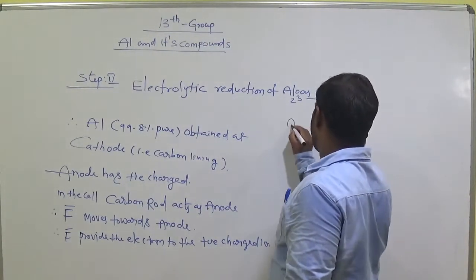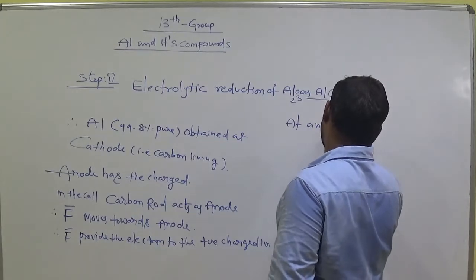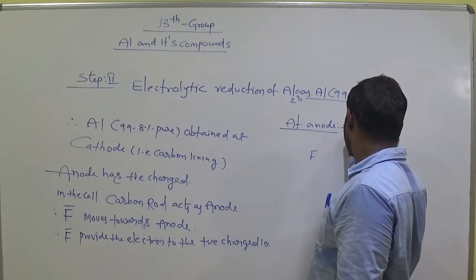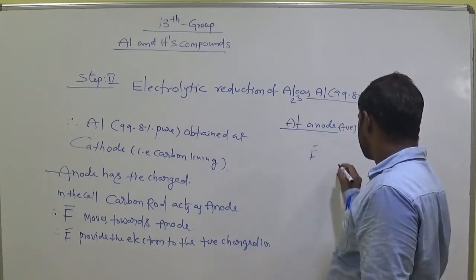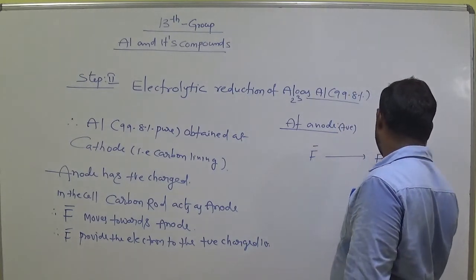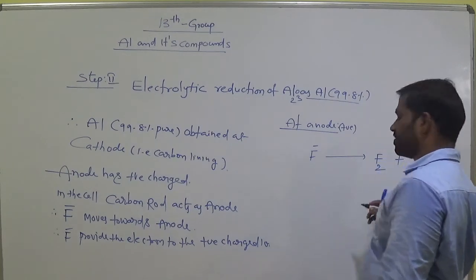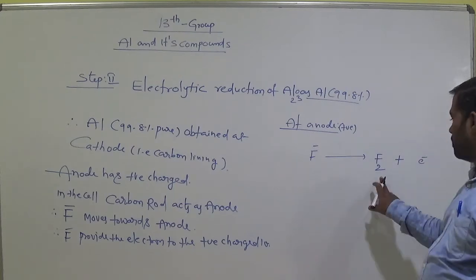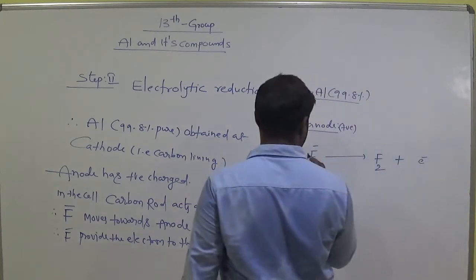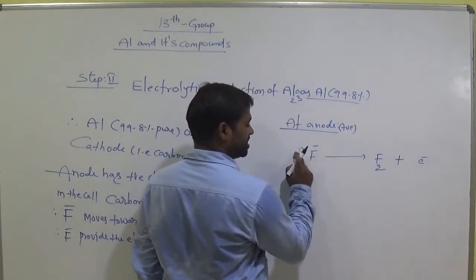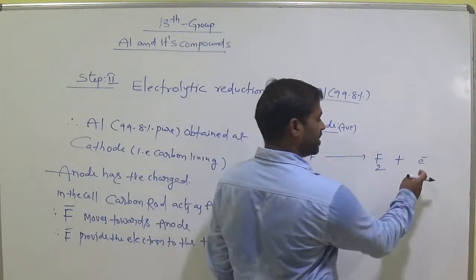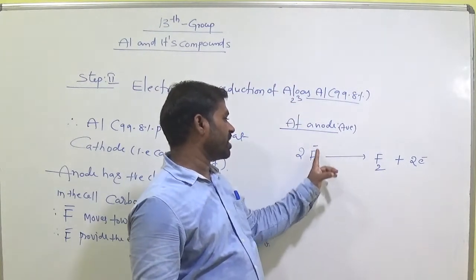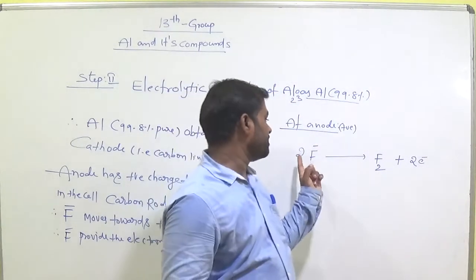So at the anode, what reaction takes place? This is the F minus. These F minus become F2, fluorine, by the loss of electrons. Here, how many fluorines? 2 fluorines. So to balance, these 2 negative charges: 2 into minus 1 is minus 2. But here how many negative charges? Only 1. So 2 minus. Clear? So 2 fluoride ions become F2, fluorine gas, by the loss of 2 electrons.